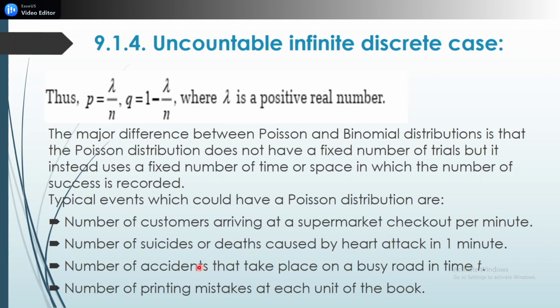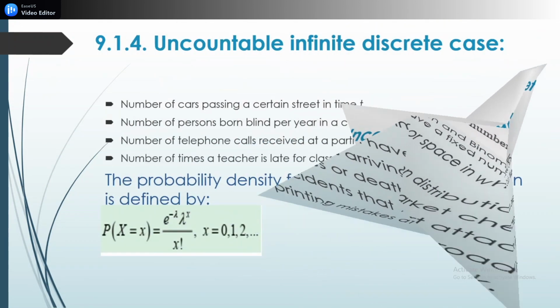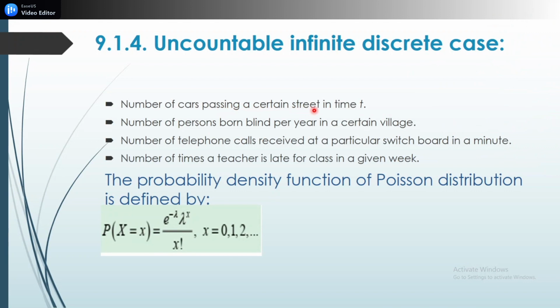The number of accidents that take place on a bus on a busy road in time t, this one also will use the Poisson distribution, because those are according to a time period. The number of printing mistakes in each unit of the book, also this one will use the Poisson distribution. The number of cars passing a certain street in time. The number of persons born blind per year in a certain village, and so on. Those are cases where we use the Poisson distribution.